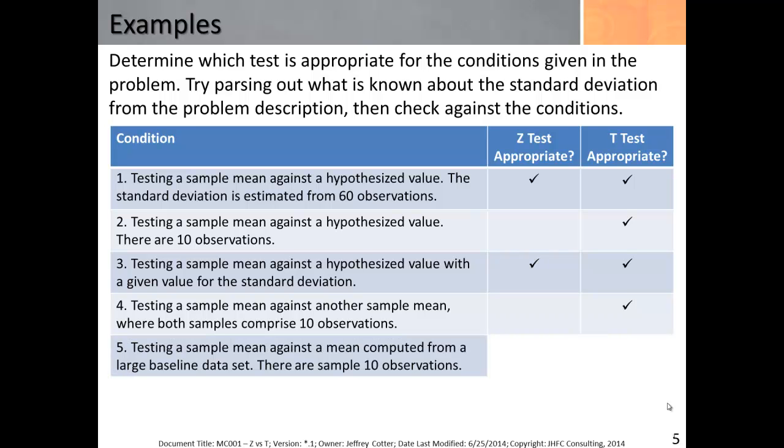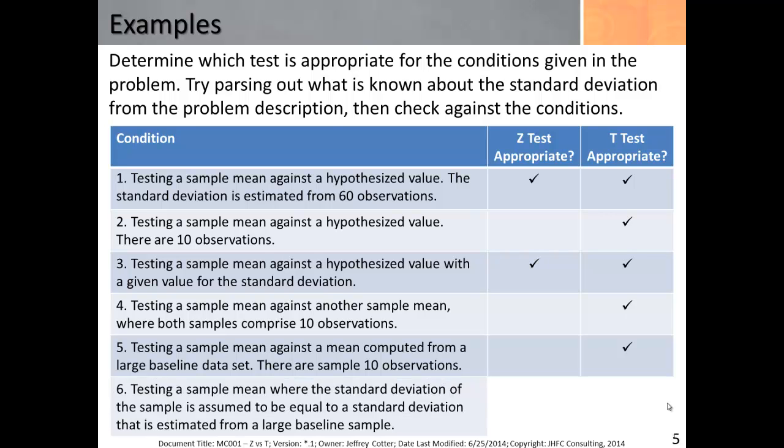Example 5. Testing a sample mean against a mean computed from a large baseline data set. There are 10 observations. This is a tricky question. Let's carefully parse out what is known about the standard deviation. The problem doesn't state anything specifically about the standard deviation. It does say that the mean is computed from a large baseline set, but doesn't say anything about the standard deviation. Therefore, we'll assume that the standard deviation is estimated from the 10 sample observations, that there will be 9 degrees of freedom, and that the precision on the estimate of the standard deviation will be relatively low. Therefore, in this problem, the t-test is appropriate, but the z-test is not appropriate.